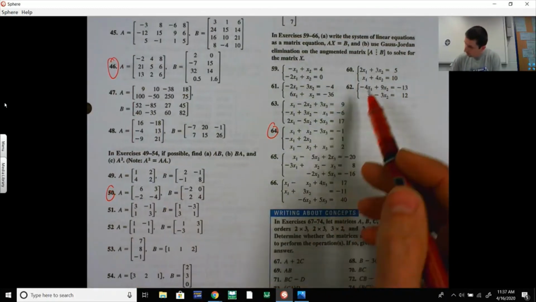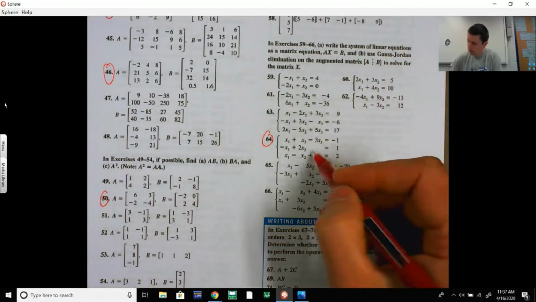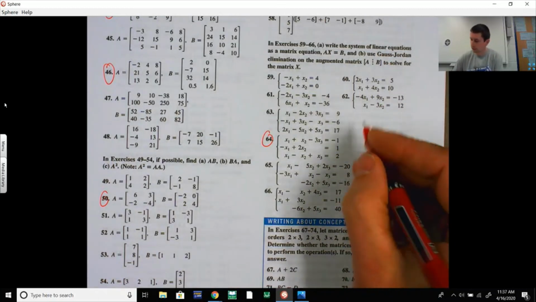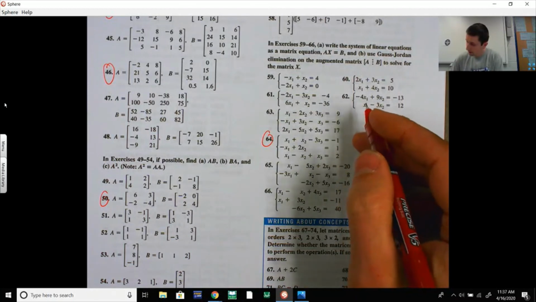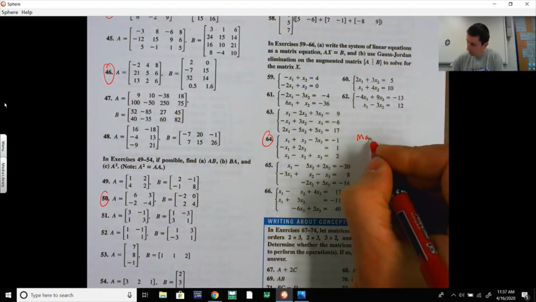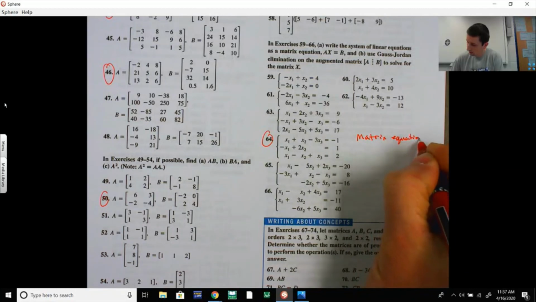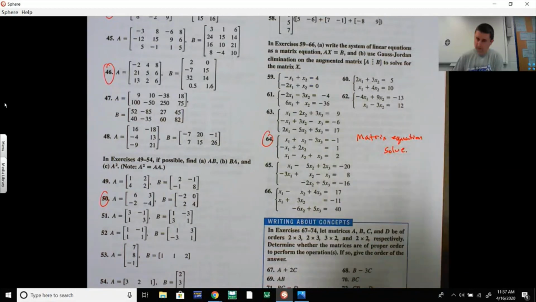And then 64, solve this system using matrices. Okay, so show me what matrix you used. So write the matrix equation. I want to see the matrix equation. And then solve it. Okay, and I think that's it.